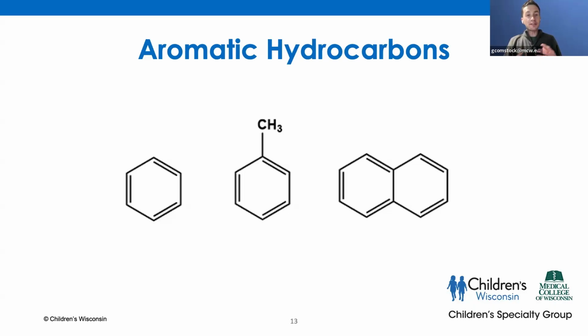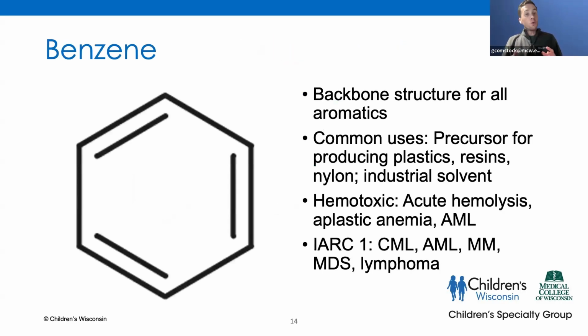That's naphthalene. And so there's a zillion different permutations. You can add different functional groups, halogens, alcohol groups, whatever. You can change this a zillion times. And so it's a broad and diverse group, but they're all based on that core central benzene structure. So we'll start by talking about benzene itself. Again, this is the backbone structure for all the aromatics.